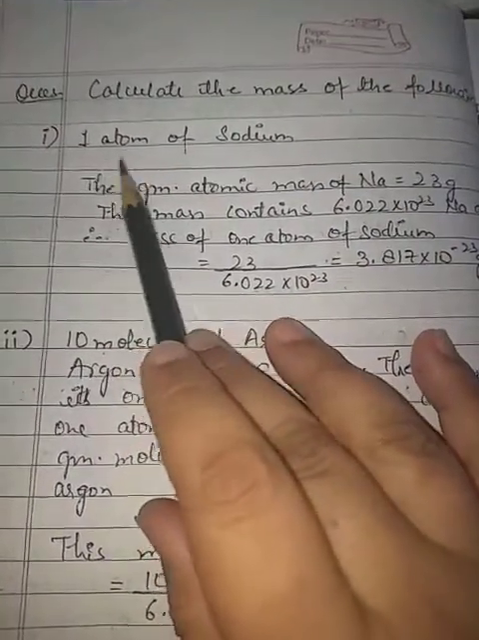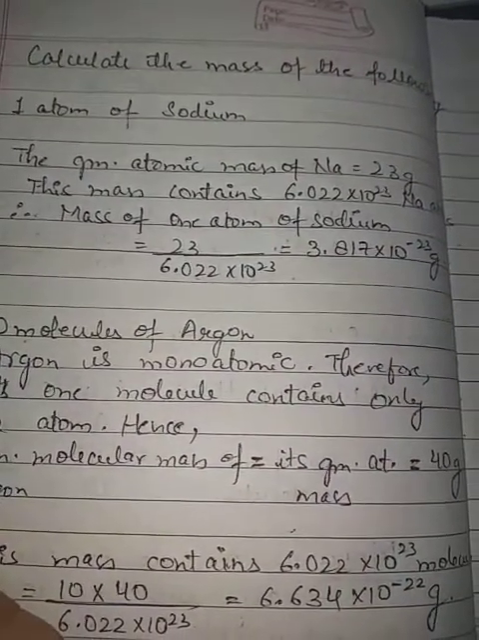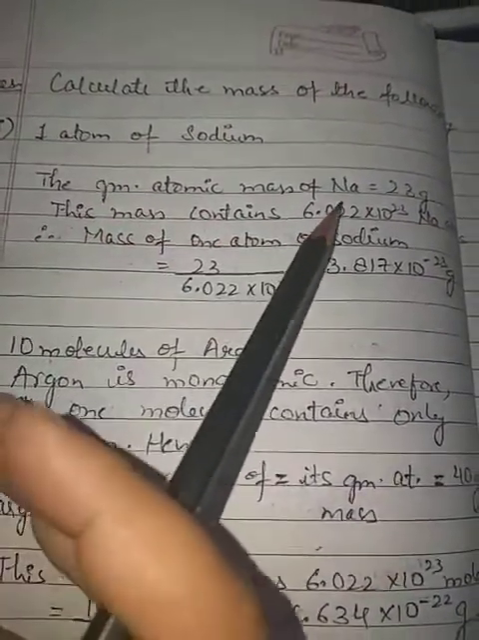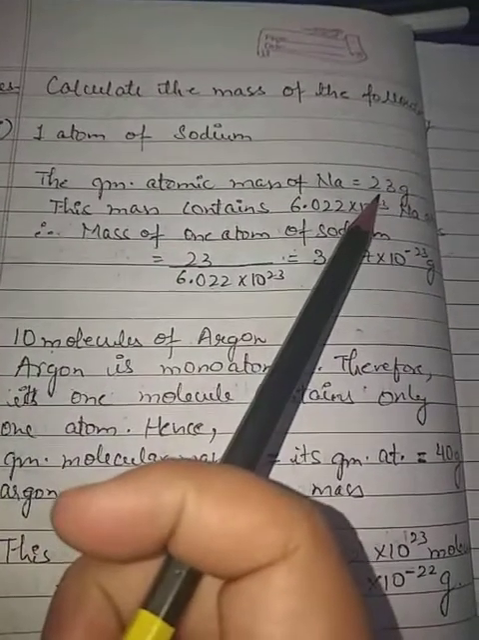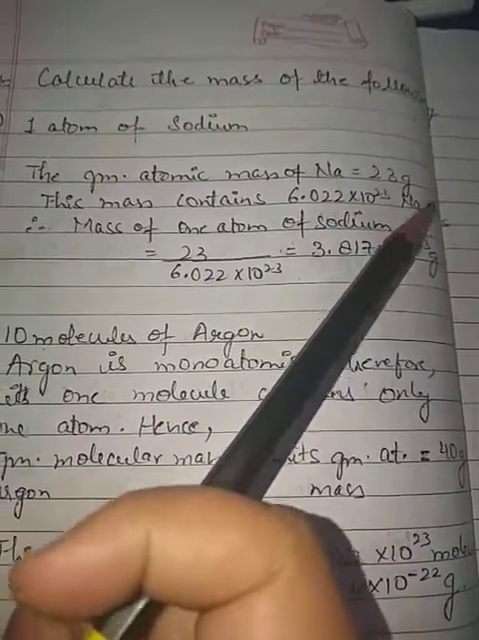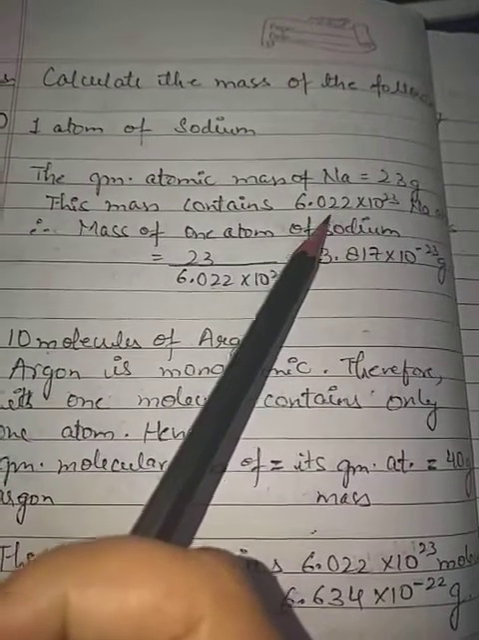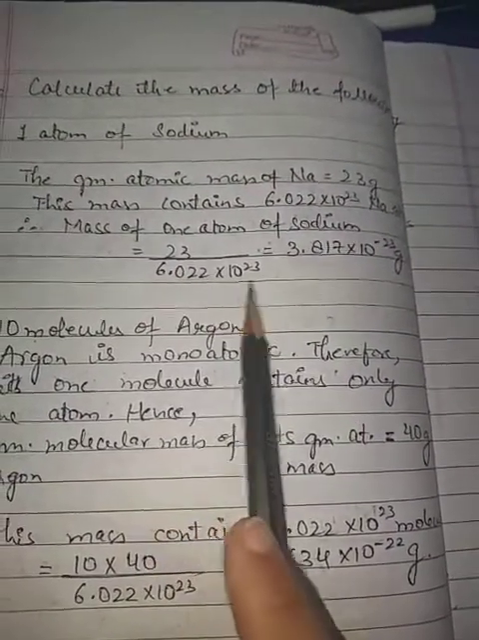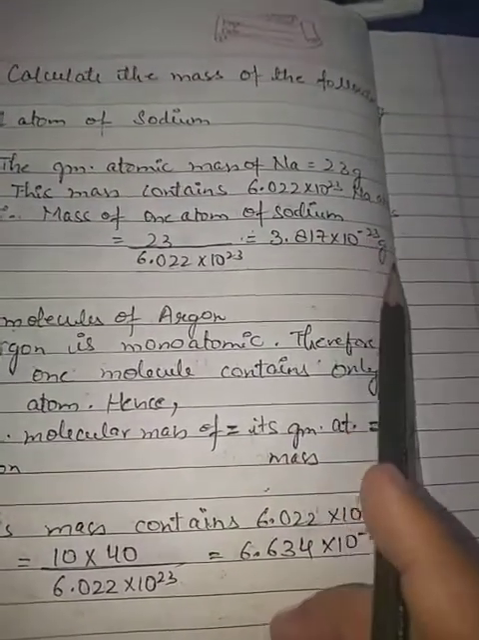First is 1 atom of sodium. If we have to calculate the mass of 1 atom of sodium, see how we will calculate. We know that the gram atomic mass of sodium is 23, and this mass, 23 gram, equals 1 mole, and it contains 6.022 into 10 to the power 23 sodium atoms. If 23 gram contains 6.022 into 10 to the 23 sodium atoms, then the mass of one atom will be 23 upon 6.022 into 10 to the power 23, which comes out to be 3.817 into 10 to the power minus 23 gram.